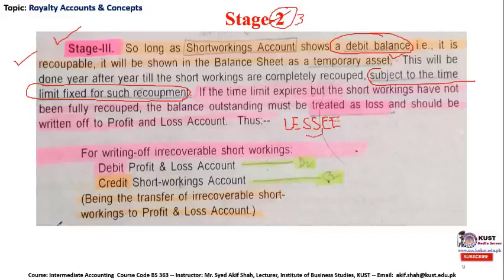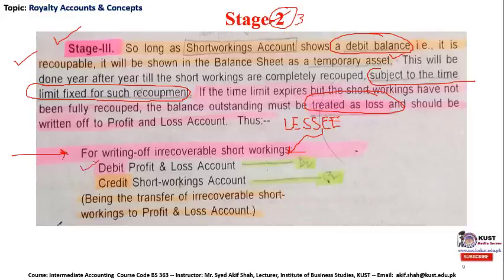So the lessee is going to write off this amount against the profit and loss account. Once the time has expired, it is treated as a loss to the lessee, because after 4 years the lessee cannot claim that short working balance from the landlord. Therefore the lessee has to write off this amount from the profit and loss account. And how to do that? For writing off irrecoverable short working, once again the entry is the same.